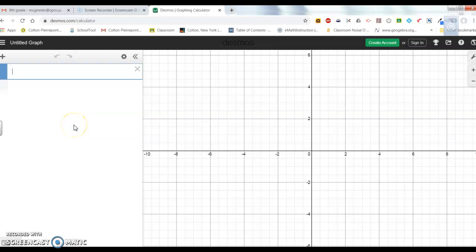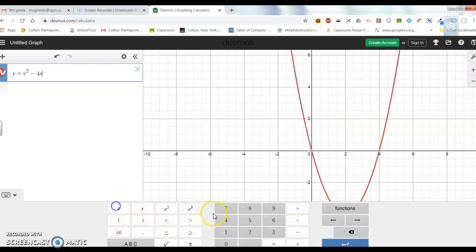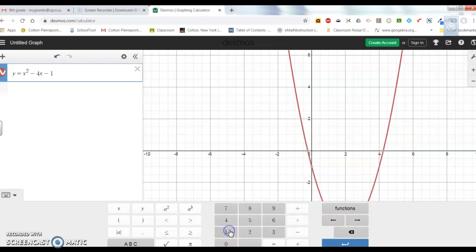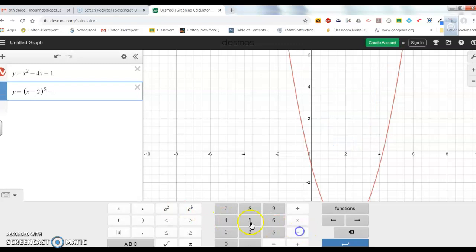All right, if I do the original equation, y equals x squared minus 4x minus 1, that was the original equation. And then if I do the shifted form, y equals parenthesis x minus 2 quantity squared minus 5. Notice the parabolas line up perfectly.